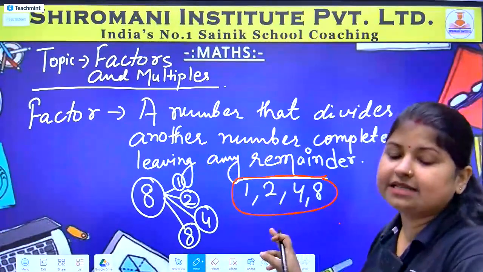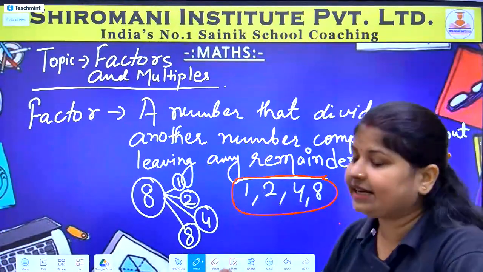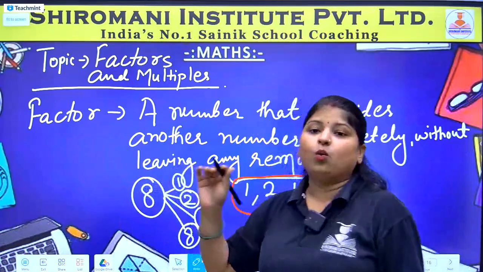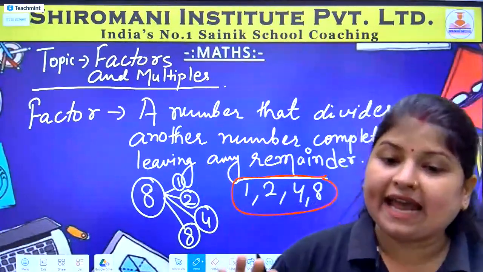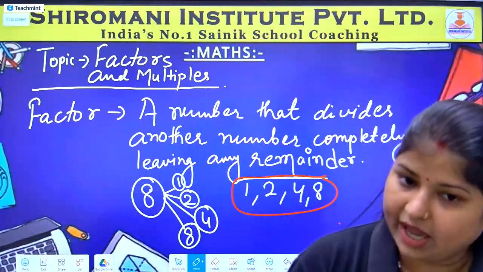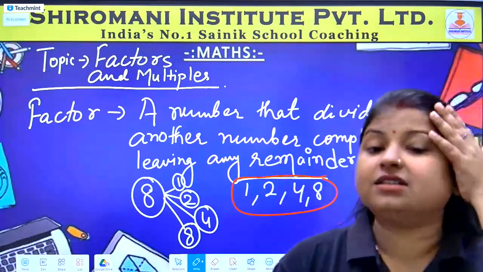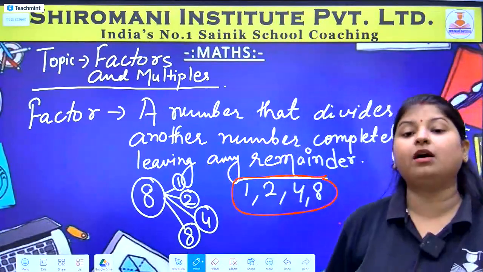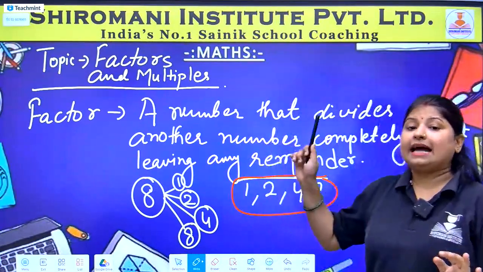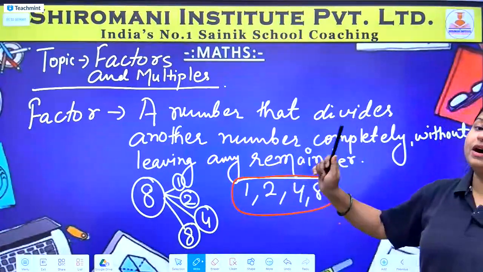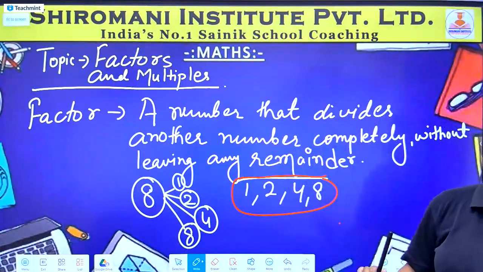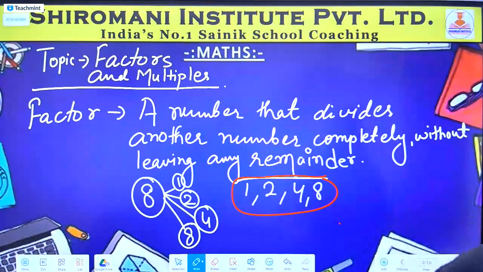These are the numbers that exactly divide 8 without leaving any remainder. Okay. So whenever factors are asked, always remember: any number that divides another number completely without leaving a remainder.